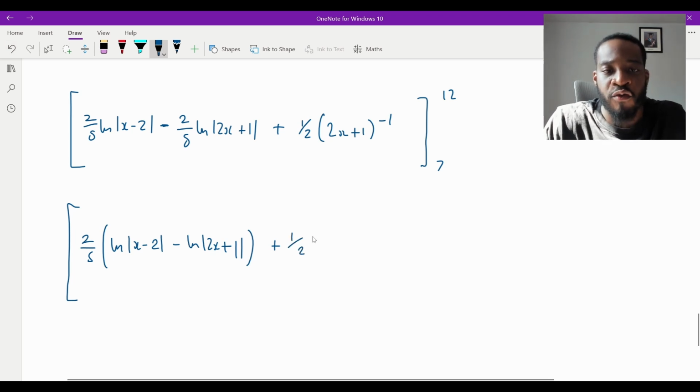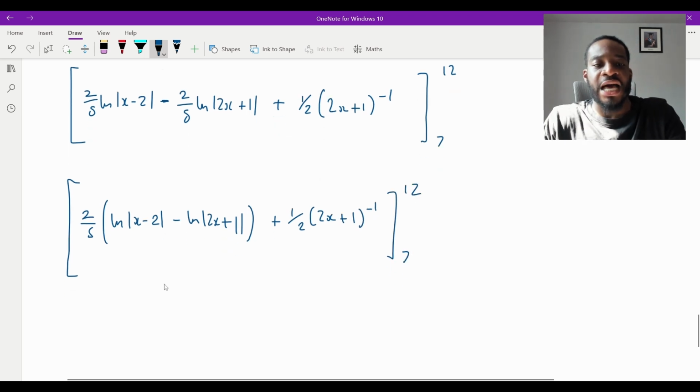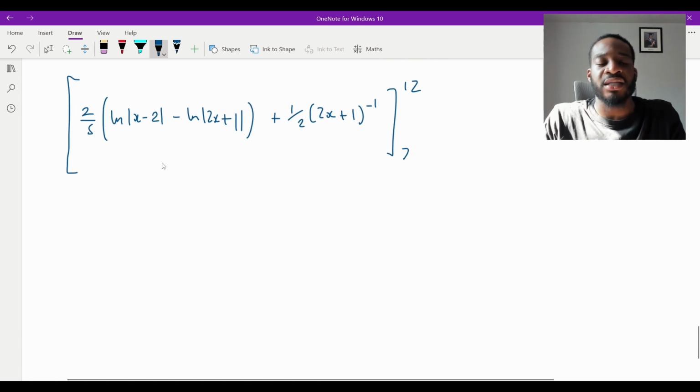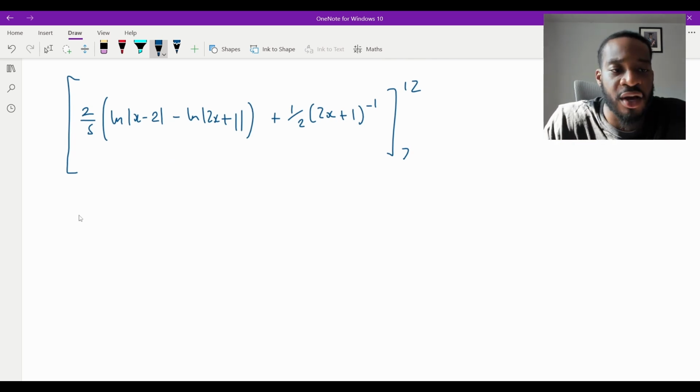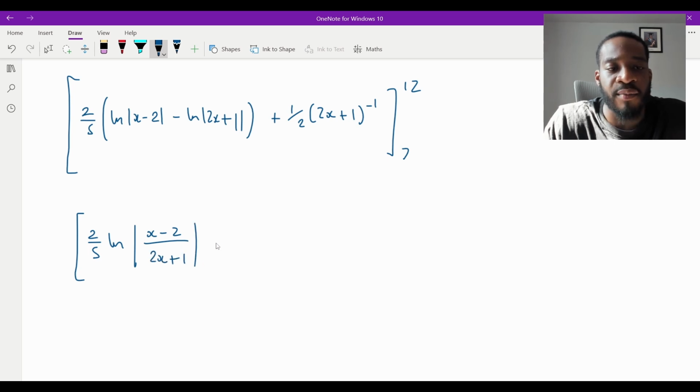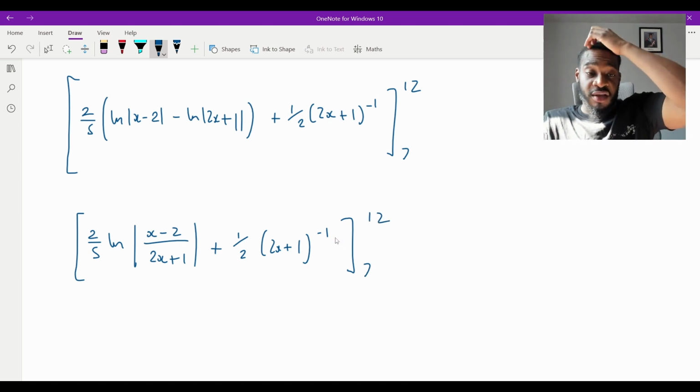But for the purpose of a walkthrough, I'm going to just be super, super clear like that. And then 7 to 12. And then obviously now log laws, ln a minus ln b is ln a over b. So this just becomes 2/5 and then ln of x minus 2 over 2x plus 1, like that. And then plus a half and then 2x plus 1 to the minus 1 and then between 7 and 12. And then now I'm in a position to just evaluate, right?